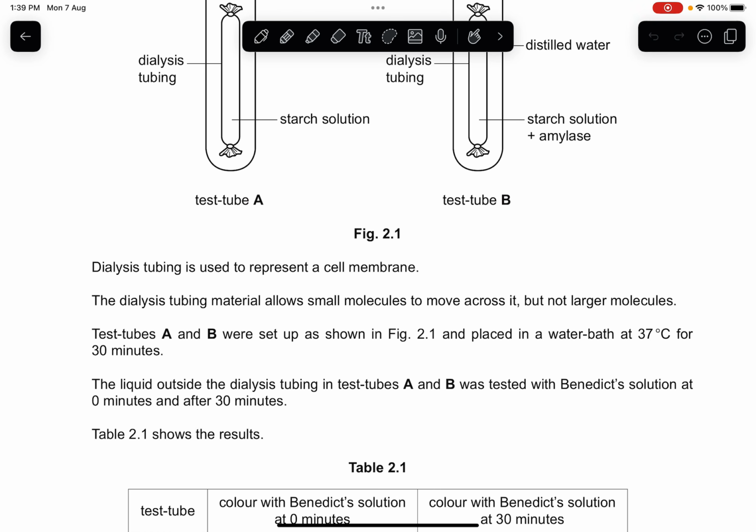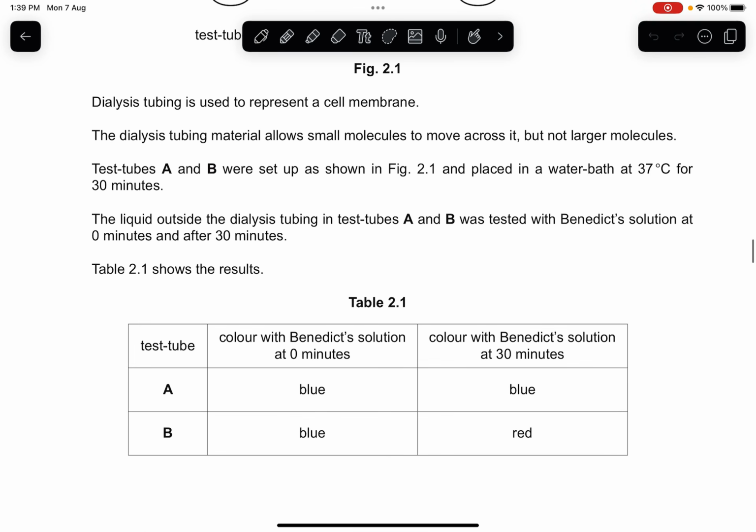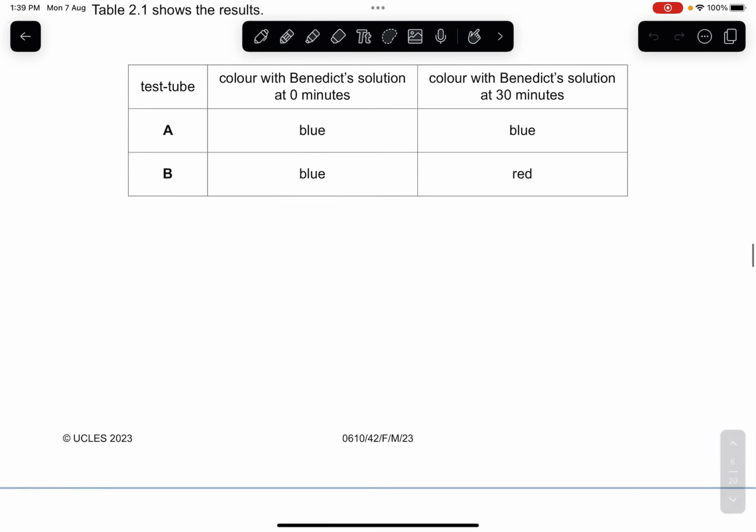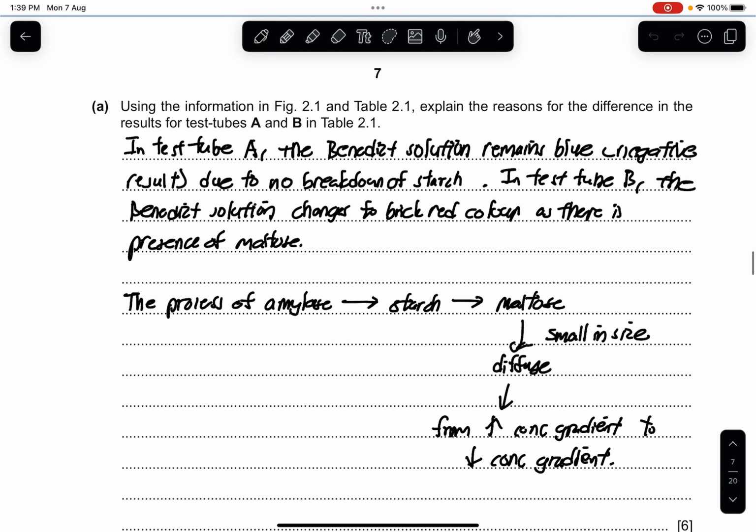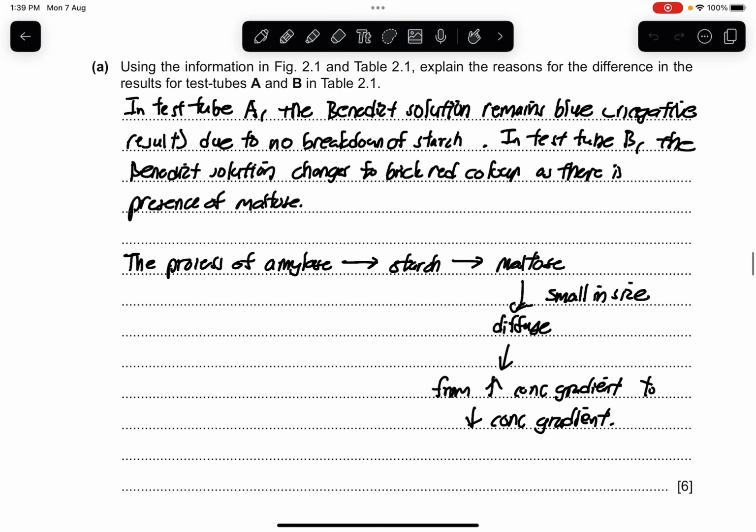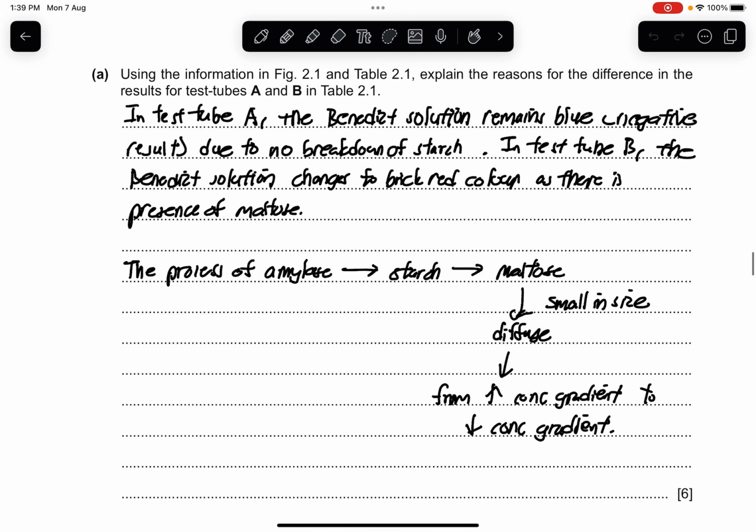And the liquid outside the dialysis tubing in test tube A and B was tested with Benedict's solution at 0 minutes and after 30 minutes. Test tube A and B, and here are the results. Okay, so using the information in figure 2.1 and table 2.1, explain the reasons for the difference in the result for test tube A and B in table 2.1. So this is 6 marks.